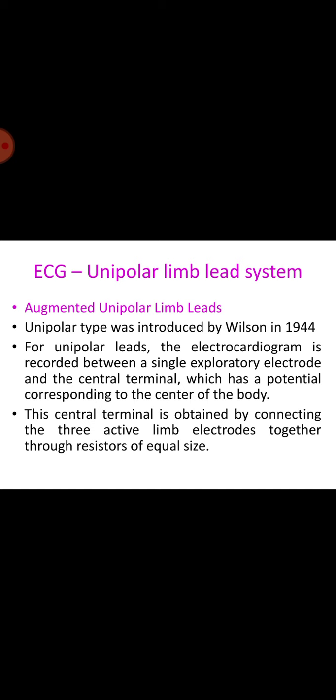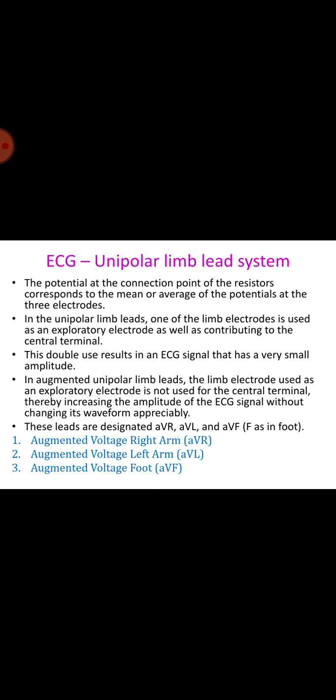In unipolar limb lead systems, if one of the limb electrodes is also used as the central terminal, this double use results in an ECG signal with a very small amplitude. So in augmented unipolar limb leads, the limb electrode is used as the exploratory electrode but not as part of the central terminal. These leads are designated as augmented voltage right arm, augmented voltage left arm, and augmented voltage foot: AVR, AVL, and AVF.